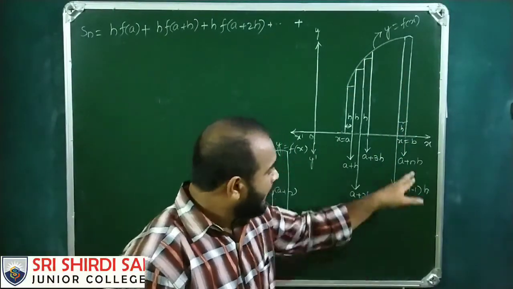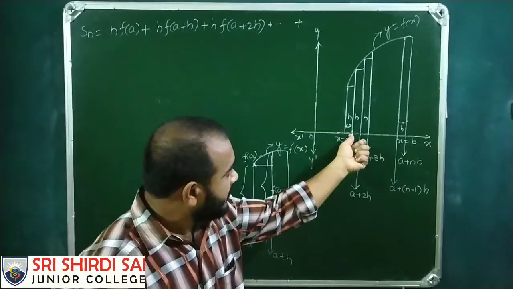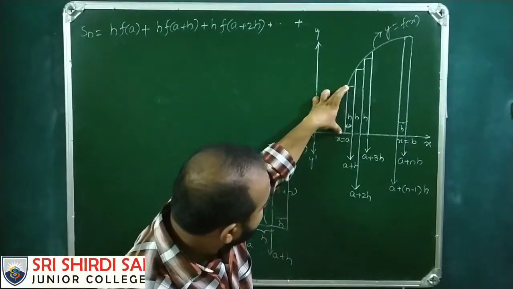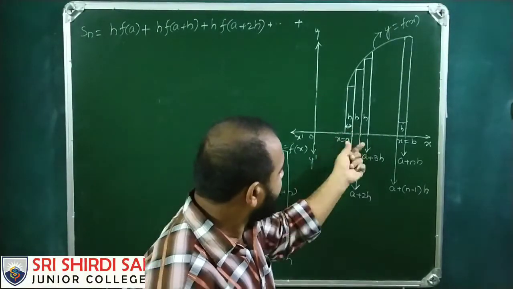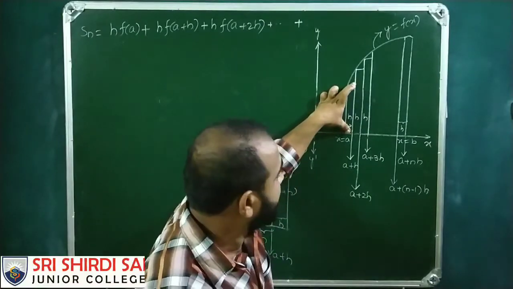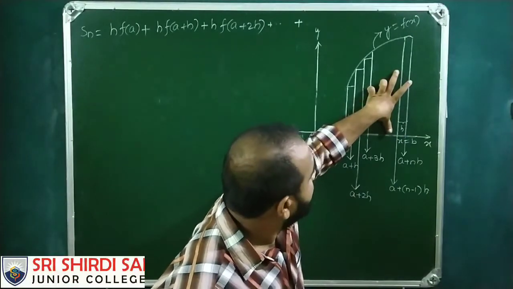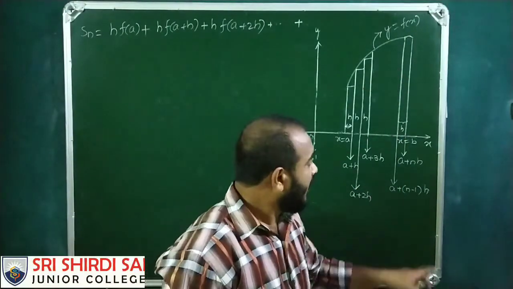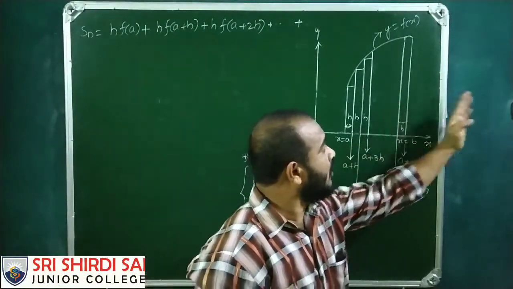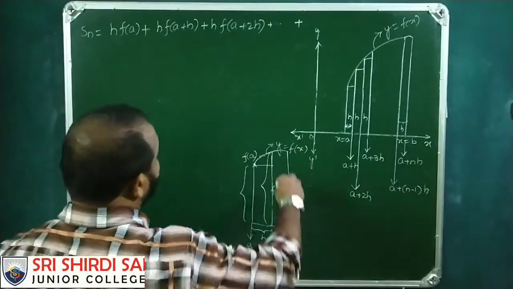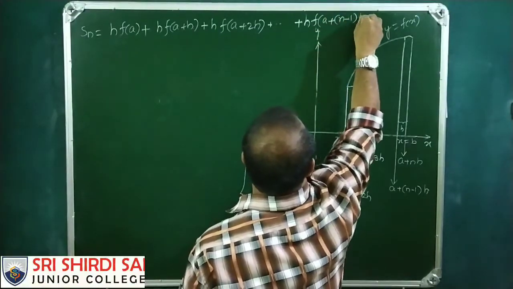You may ask a question, why can't it be a plus nh? Because if I take the first rectangle, on the left side, this is f of a into h. If I take this rectangle, this is h into f of a plus h. So the last rectangle is h into f of a plus n minus 1 h. If I take h into f of a plus nh, it will go beyond the interval. Therefore, the last would be h into f of a plus n minus 1 into h.